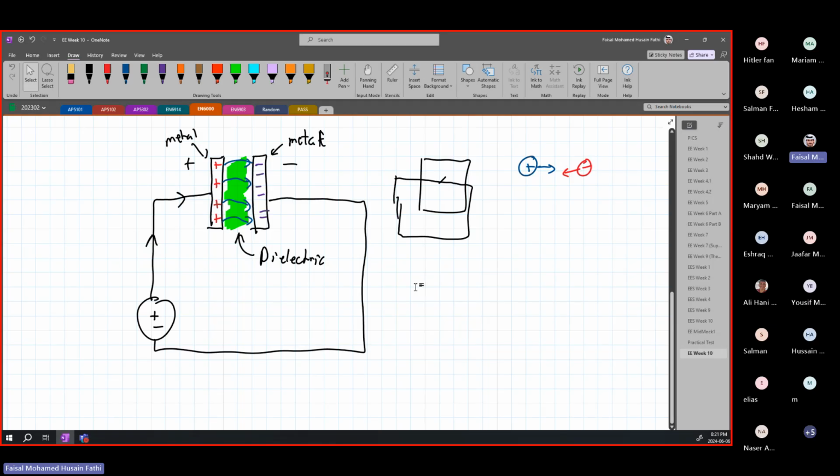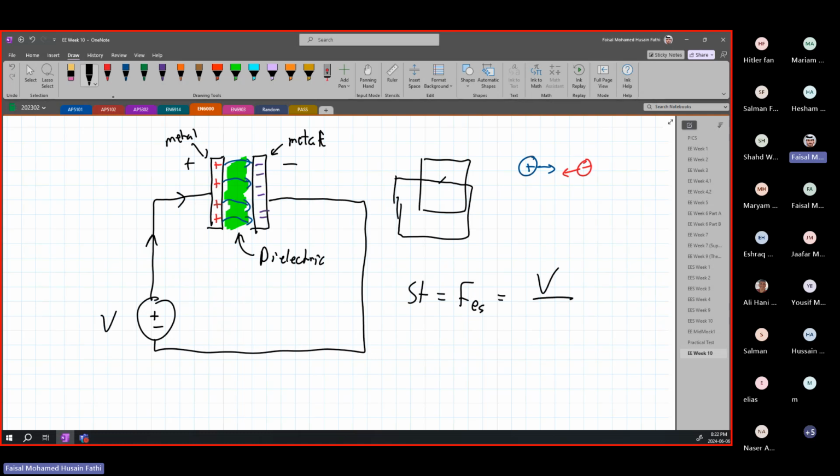So all that is happening is you are making one side positive and the other side negative, and then you have an electrostatic force in between. I haven't seen you use this equation, but the strength of this force, F electrostatic, is going to be the voltage from the battery divided by the distance between these two plates. So the closer these two are together, the smaller the distance, the larger the force, obviously.